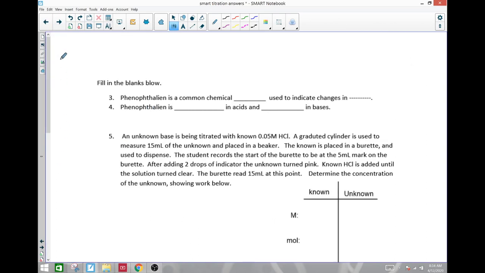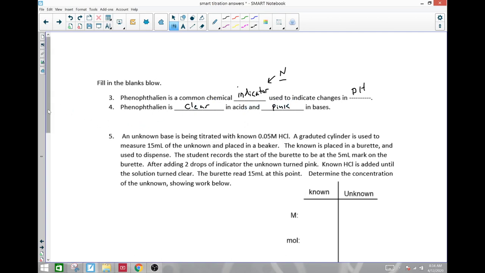All right. Next, fill in the blanks. Phenolphthalein is a common indicator used to indicate changes in pH. So this indicator, all indicators, should probably be neutral, right? I mean, we wouldn't want to use an indicator that itself was acidic or basic, because that would throw off everything. Phenolphthalein is, okay, if you're watching some of the lab videos and doing this in class, if you're in class, that'd be great. Phenolphthalein is clear in acids and pink in bases. Really cool little pink color.